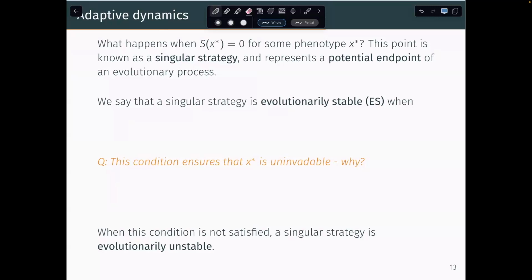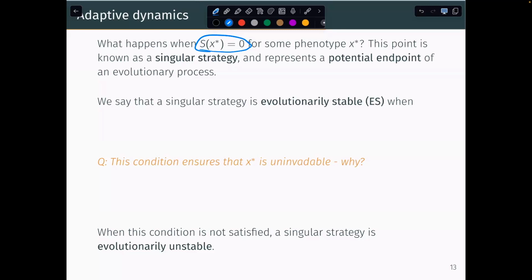The question then is, what happens if this selection gradient vanishes? What happens if for some value, I'll call it X star, so for some phenotype X star, this selection gradient is equal to 0? Well, if we imagine that our phenotype is just the real line, as I'm moving in this direction, the selection gradient is positive, so say my X is going to be increasing. Over here, my selection gradient is negative, say, and I'm going to be moving in this direction. At some point, if I'm positive on this side and negative on this side, there must be a point where I'm equal to 0.